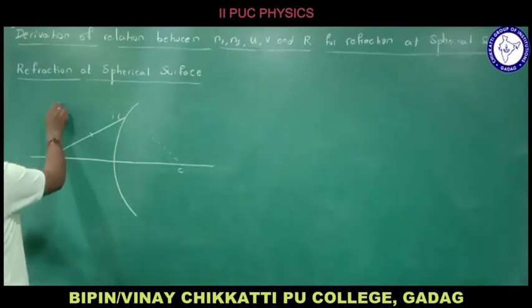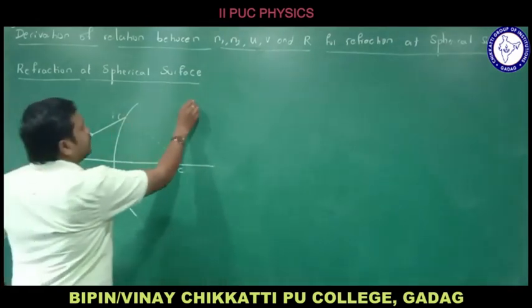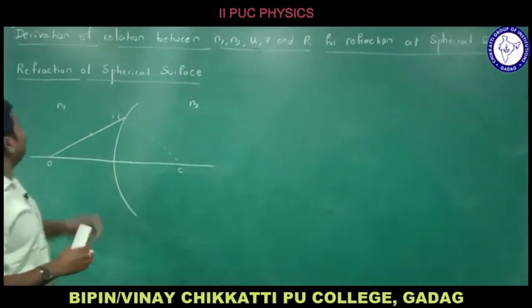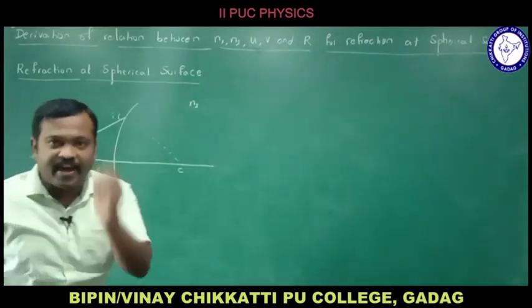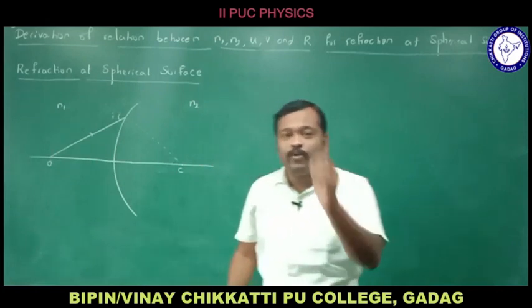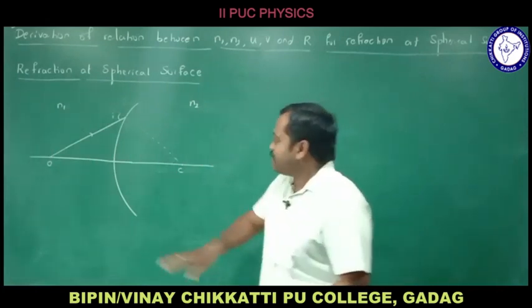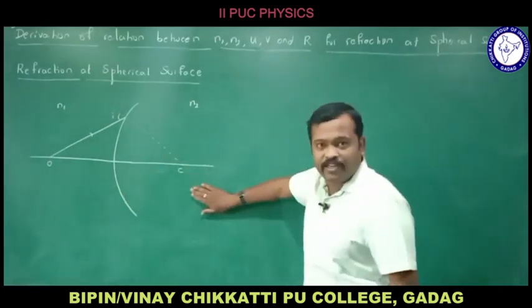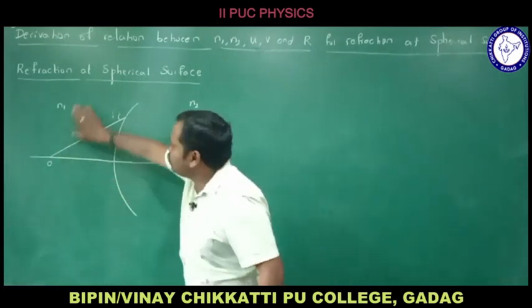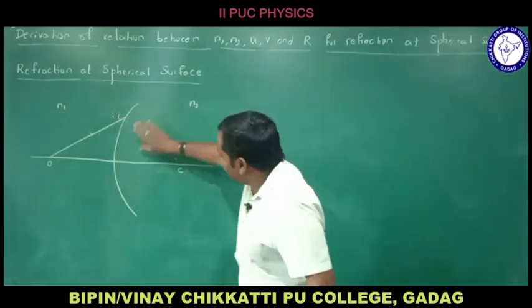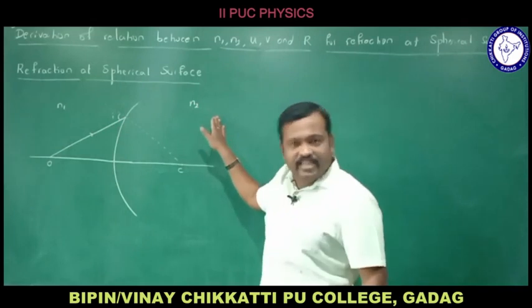Let me take this medium of refractive index N1 and this is the refractive index N2, because since we are speaking about refraction, light must move from one medium to another medium, right? As the light is moving from this medium to this medium, let me take the refractive index of this medium as N1, and the refractive index of this medium as N2, right?